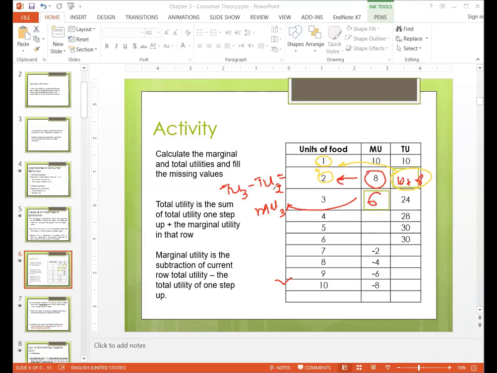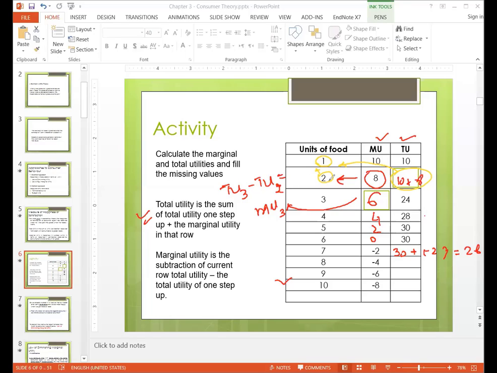Let me add one more so that you can do the remaining, and then I will take questions. 28 minus 24 is 4, then 30 minus 28 is 2, then 0, then these numbers are negative. For 30, how can you add it? You already know this number, so it will be 30 plus minus 2, that will be 28. Then 28 minus 4 is 24, and so on. This way you can calculate total utility if marginal is given, or marginal if total is given. You can do it either way around.